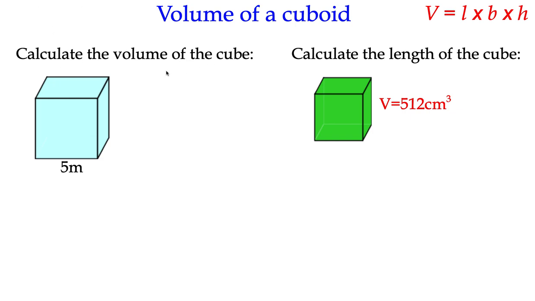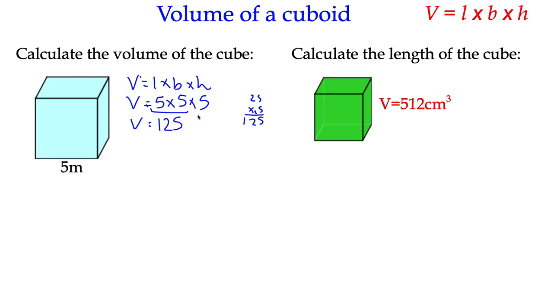So this example here, calculate the volume of the cube. We could simply write it in terms of V. V is equal to L times B times H. And in that case, the length and breadth and height are all the same. So we could just go and do that. 5 times 5 times 5. 5 multiplied by 5 is 25. And 25 multiplied by 5, you do a wee calculation if you need to, is 125. 125, what? Well, my dimensions are in meters, so it would be cubic meters. So that would be fine.